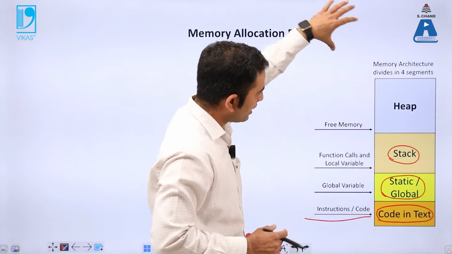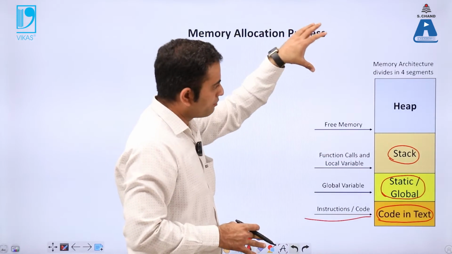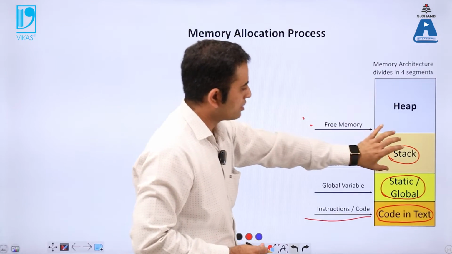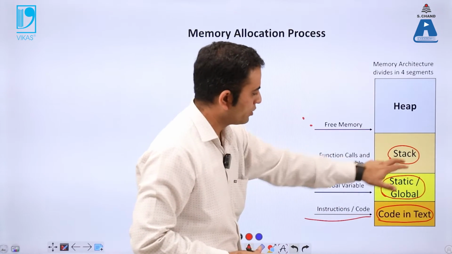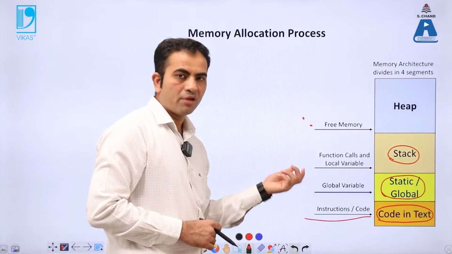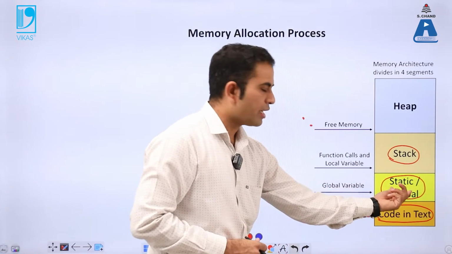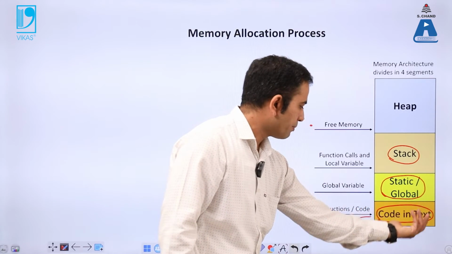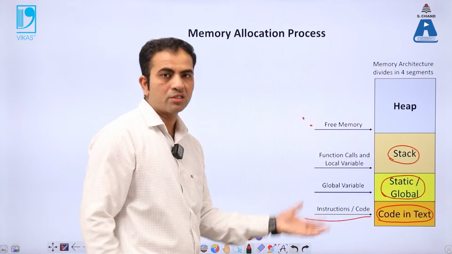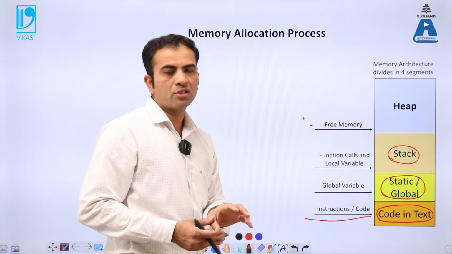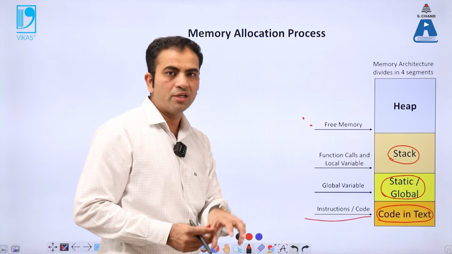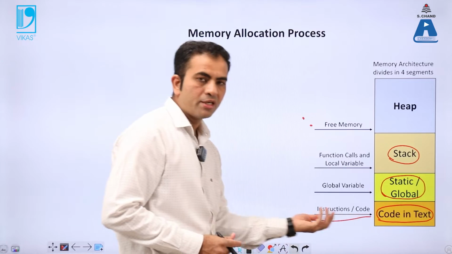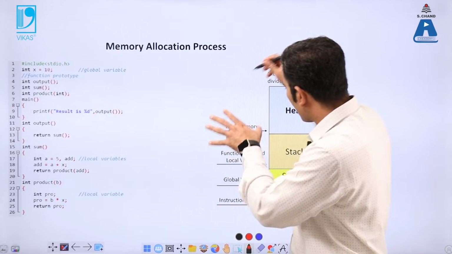So when one program runs, the memory is allocated in 4 segments. One is the heap, the free memory, which we need to use. Then the stack, where all the function calls and variables are assigned. If our program has global variables, one part of the memory is allocated to the global variables, and the remaining part is allocated to the instructions. Whatever instructions we have written, our code also needs memory, so memory is allocated to our instructions. So understand the concept.